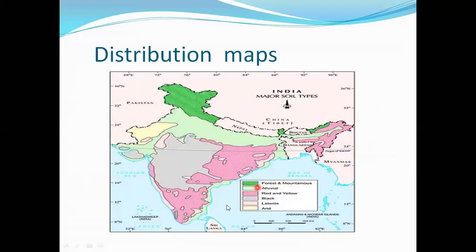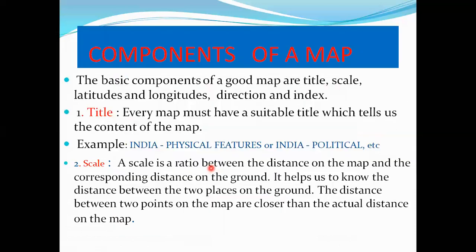See, children, this is an example of a distribution map. See, the green color shows forest and the red color shows soil, different types of soil where it is located, and they are mentioned in the box. Okay, these are the distribution maps. Next, we have to move on to the components of the map. See, children, the basic component of a good map is a title. Without a title, you cannot understand which map it is, what is mentioned, how it is, and all. Yes or no?